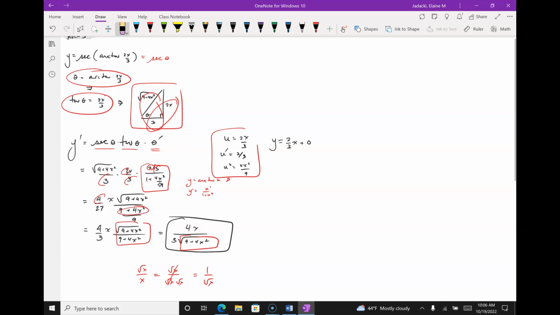Yes, so I have 4 over 27 times x times a fraction over fraction. So if you want to do the whole keep, change, flip thing, feel free. Again, you don't have to do your algebra the way I do mine. Okay? You just have to do things correctly.